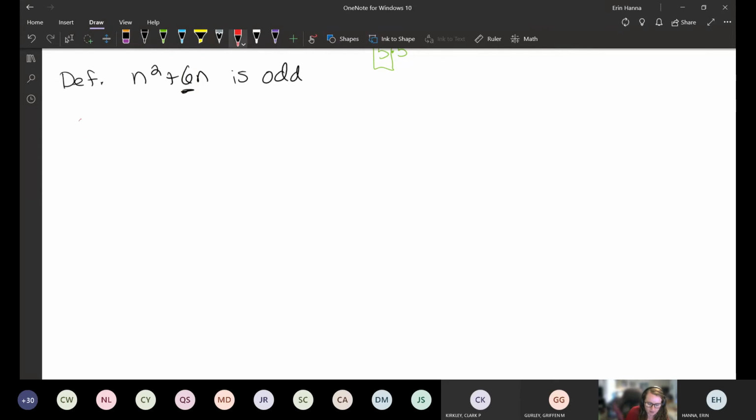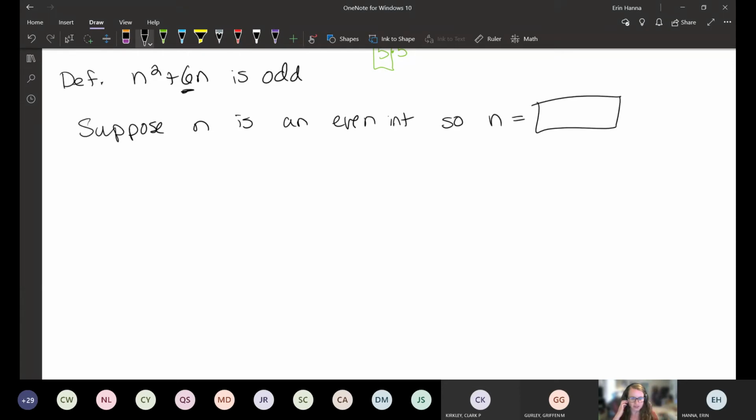So we have, suppose, I don't want to write in red anymore. Suppose n is an even integer. So n equals box. What does it mean to be an even integer? It means we have it equal to some 2k for some integer k. So that gets rid of that first blank. And then we have n squared plus 6n equals our second box.